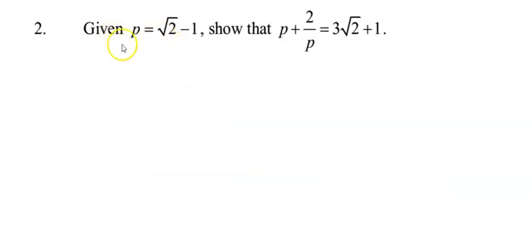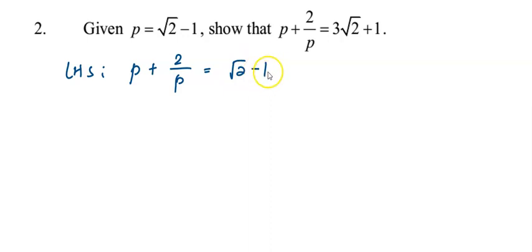For question 2, given p equals surd 2 minus 1, show that p plus 2 over p equals this surd number. So now we just need to substitute p as surd 2 minus 1 into the left hand side and prove it equals 3 surd 2 plus 1, that is my right hand side. Alright, so we start from the left hand side first. That is my p plus 2 over p. Substitute p as surd 2 minus 1.